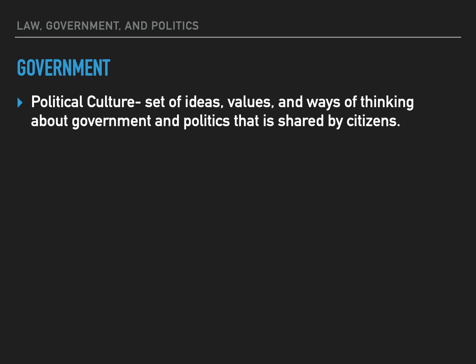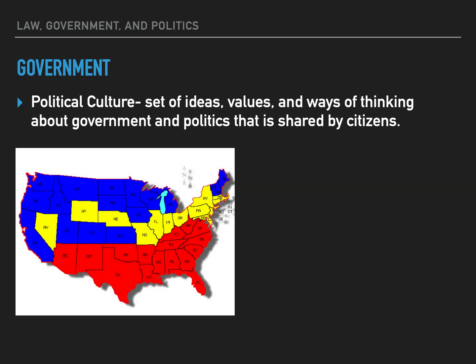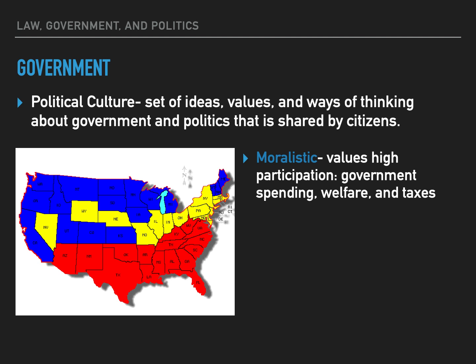Political culture is a set of ideas, values, and ways of thinking about government and politics that's shared by citizens. This is a map of Daniel Elazar's work on political subcultures. He defines several ways Americans look at government. The blue represents moralistic subculture. People in this group value high participation in government, spending, welfare, and taxes. You might have heard the term liberal to describe people in this group.